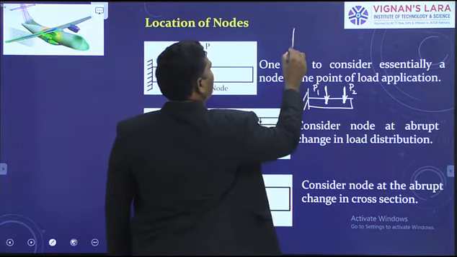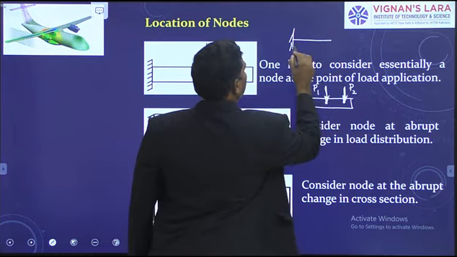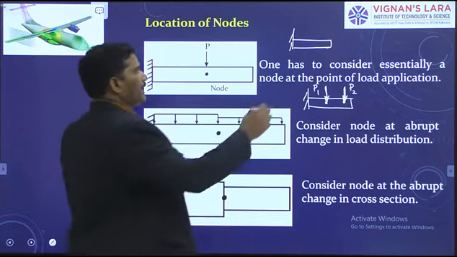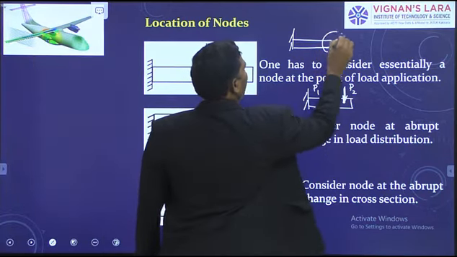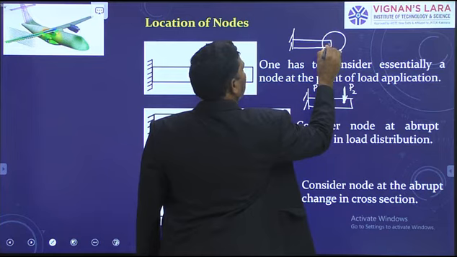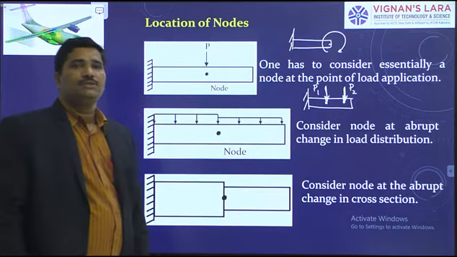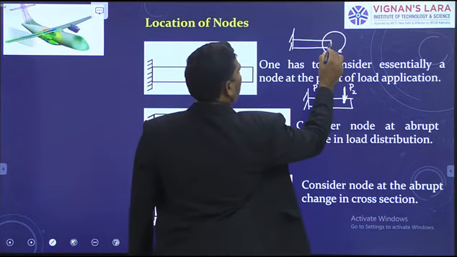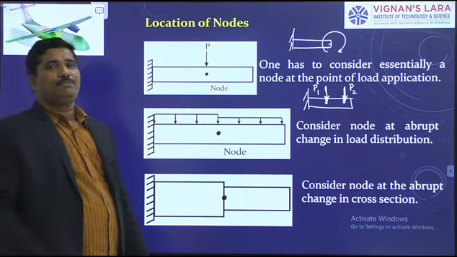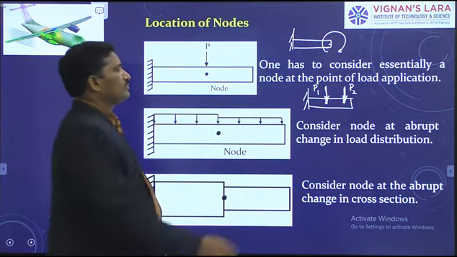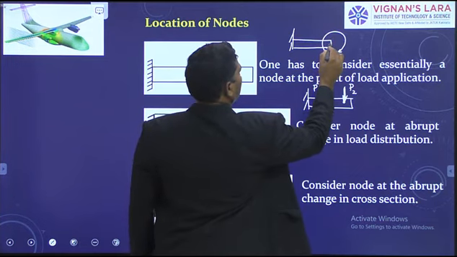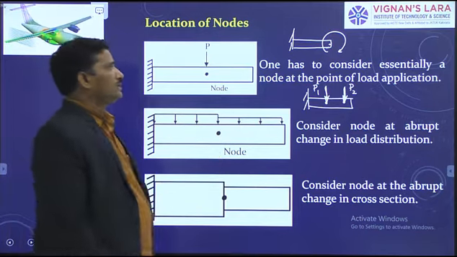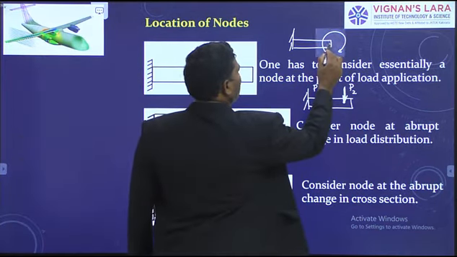Right? For example, I consider a couple. I take a cantilever like this. This is the cantilever. Now I consider a couple. If a couple is acting like this about an axis through the point shown, then where do you consider the nodes? The point through which the axis of the couple is passing. Here you can consider a node.